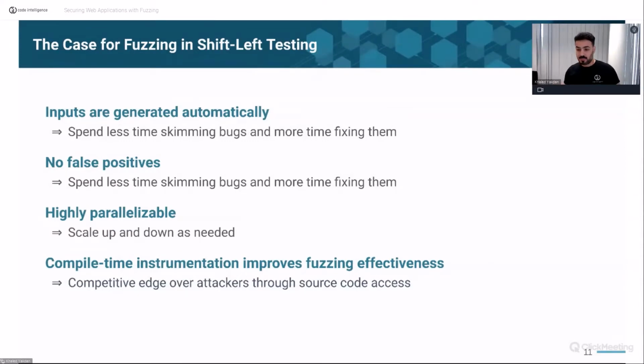It's highly parallelizable, meaning that you can just start many instances of the fuzzer, and this compile-time instrumentation, this feedback that we instrument into the code, has a huge improvement of fuzzing effectiveness, as we will also see in some practical examples. So you have a sort of competitive advantage over attackers who are trying to attack you, because they don't have access to the source code.